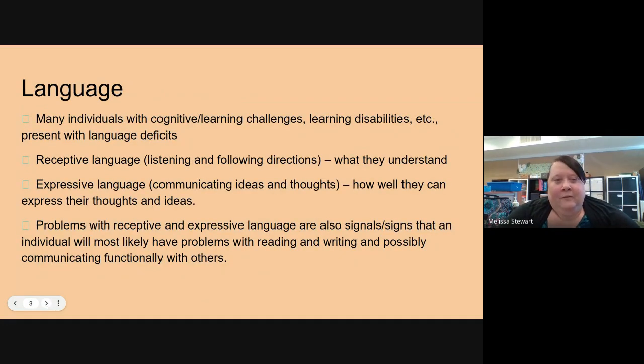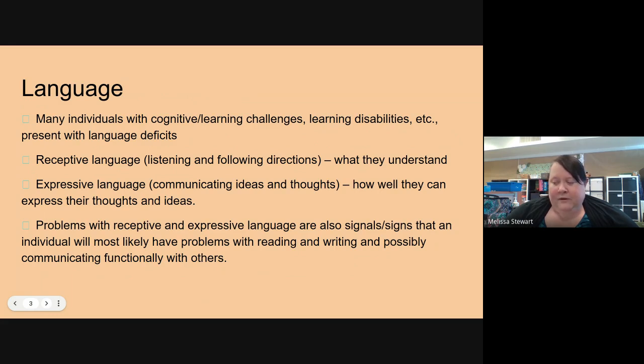When we think about language, many individuals with cognitive or learning challenges present with language deficits. Receptive language, we want to keep in mind a child's receptive language abilities. So what are they able to understand? How is their listening and following direction skills? We want to keep in mind their expressive language. So communicating those thoughts and ideas, how are they able to express those thoughts and ideas? And there may be problems with receptive and expressive language.